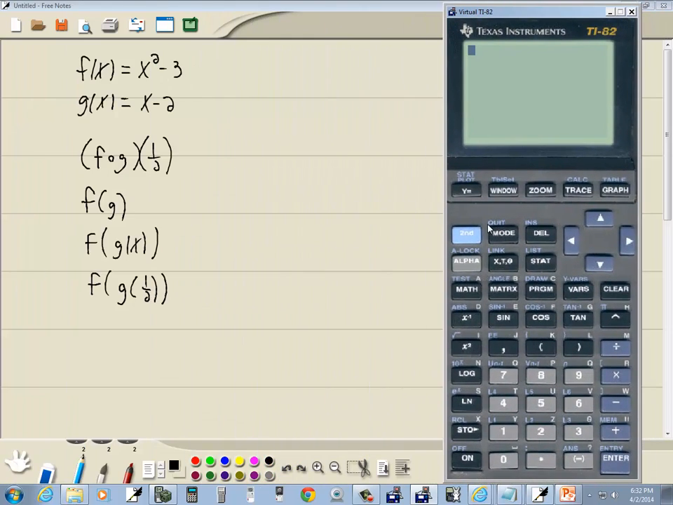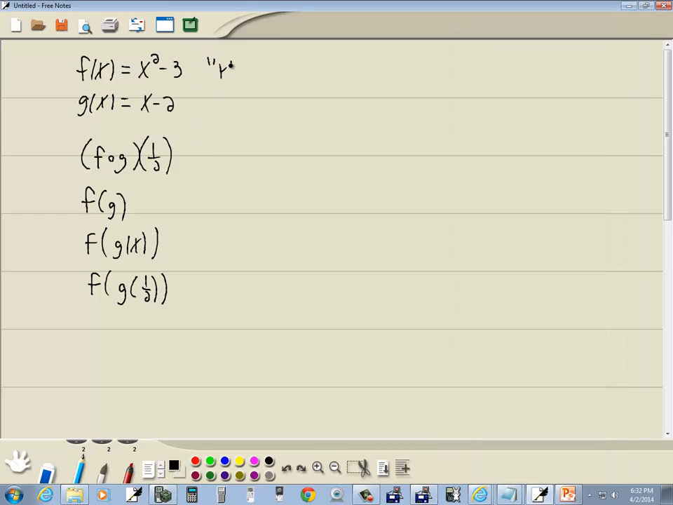So I'm going to go to my y equals, clear, and I'm going to put f of x on y1. So I've got x squared minus 3, and press enter. Now on y2, I'm going to put g of x, which is x minus 2, and press enter. Okay, let's keep in mind what I've just done.